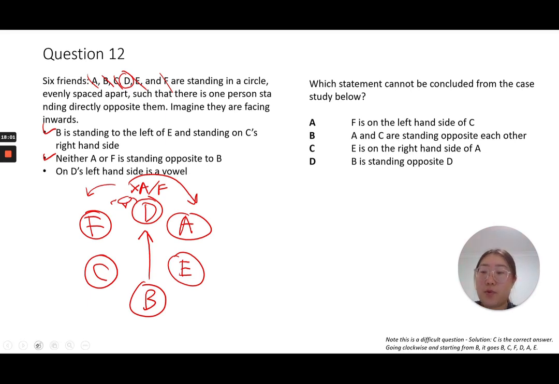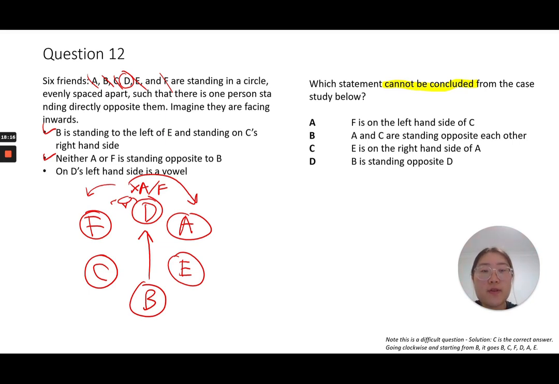Now, the important part here is that they want you to find a statement which cannot be concluded. Don't do all of these amazing work and accidentally select the one that can be concluded, which should be 3 out of the 4 options, okay?